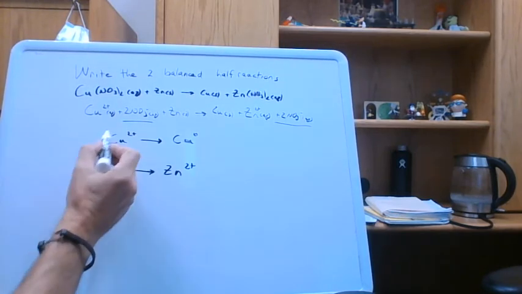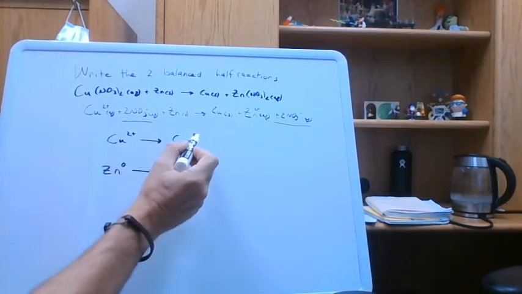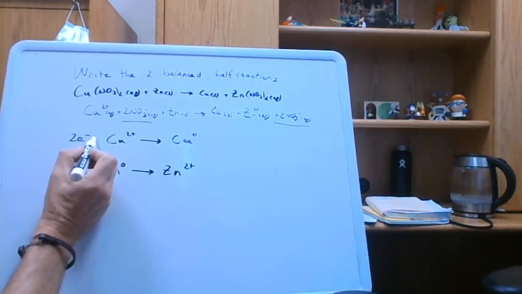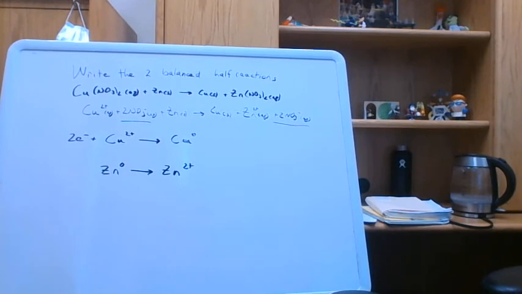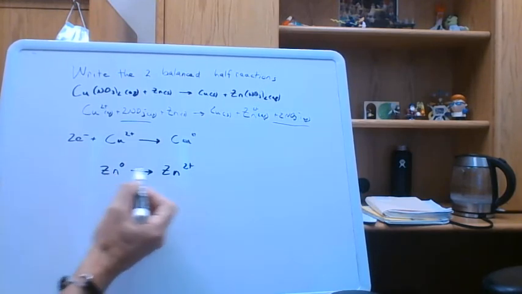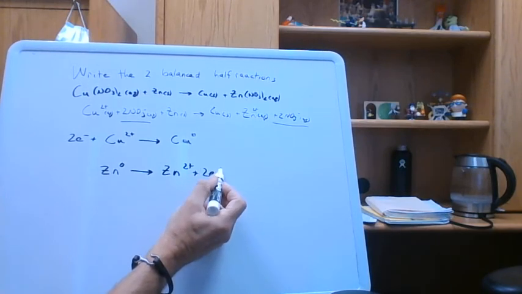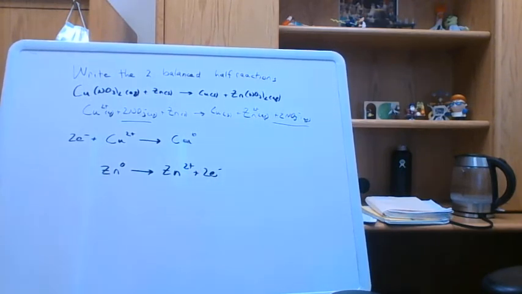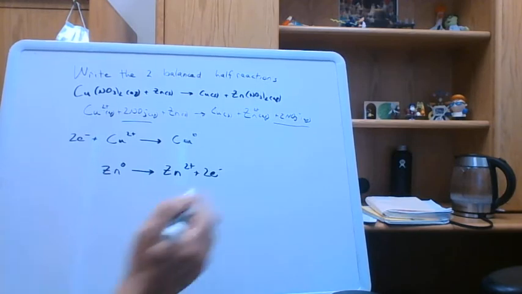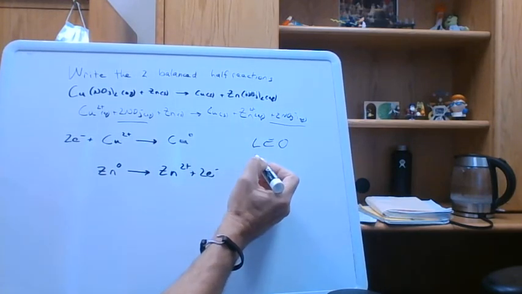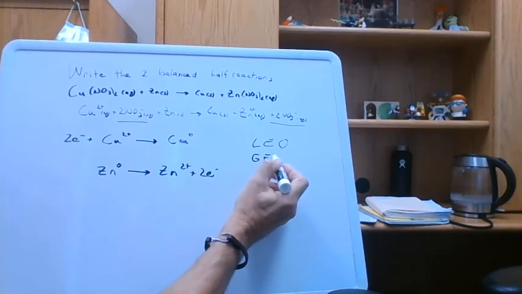So on this side of the arrow we have a +2 charge. Here we have a 0 charge. So we're going to add two -1 charges here, and those are our electrons. Here we have a 0 charge, here we have a +2, so we're going to add two -1 charges on this side, and those are our electrons there. Right? And so remember, the loss of electrons is oxidation, and the gain of electrons is reduction.